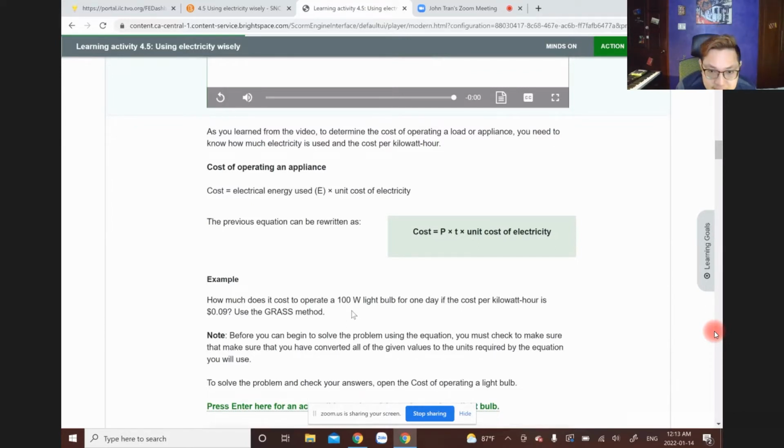Cost of operating appliance. So of course, the higher the power, the more money you have to pay. That's a given fact. So that's why people try to use energy efficient things.